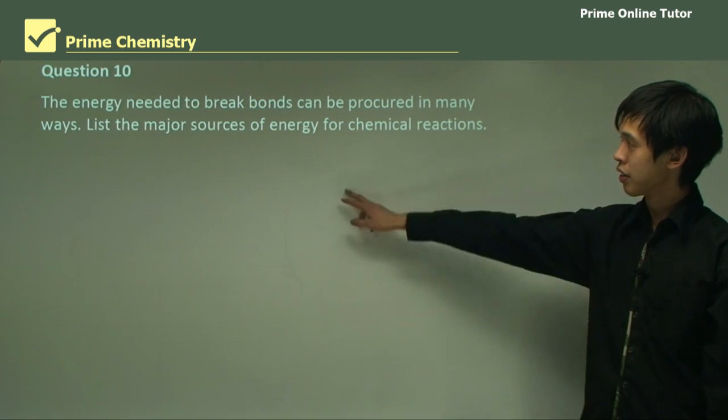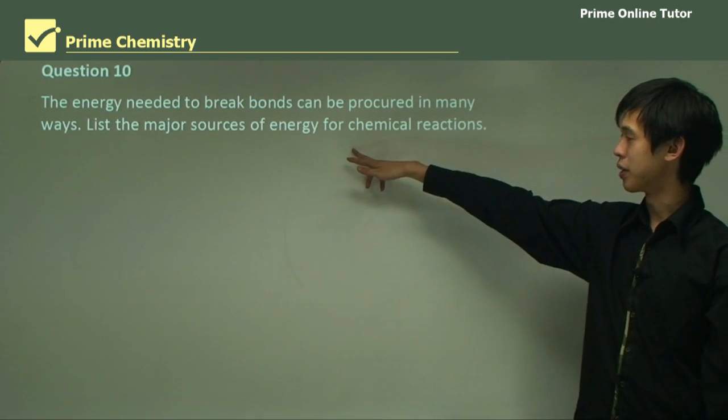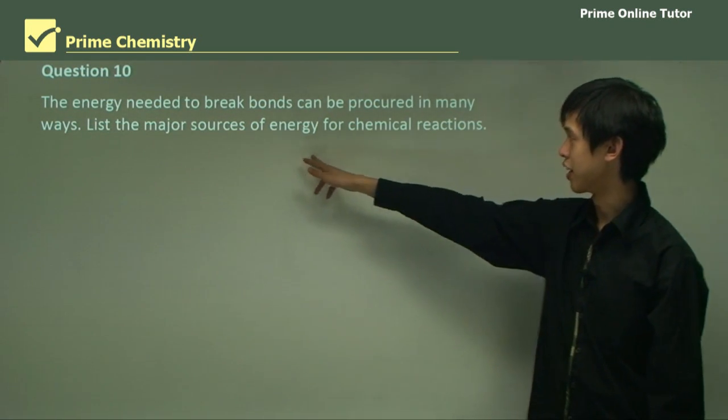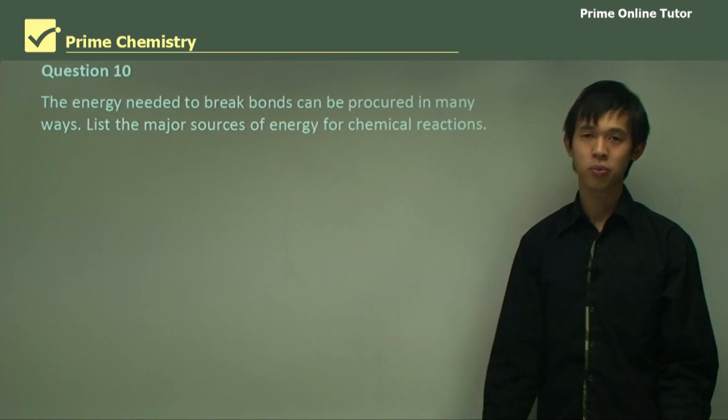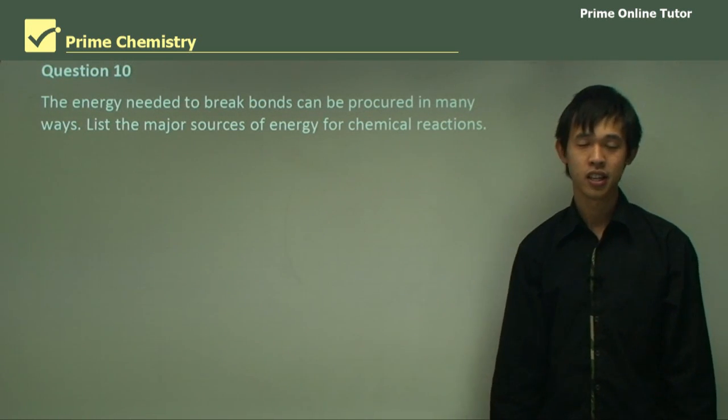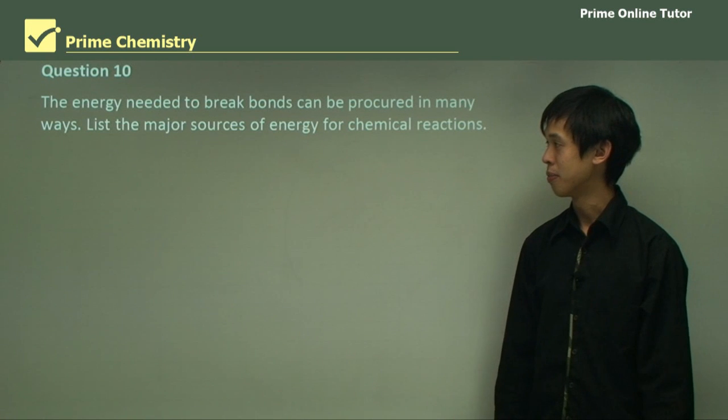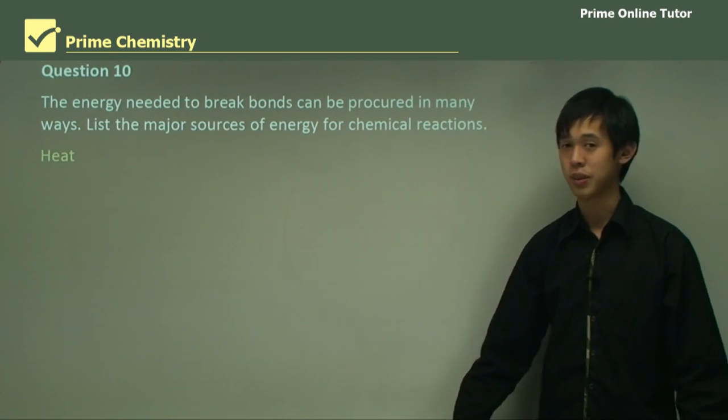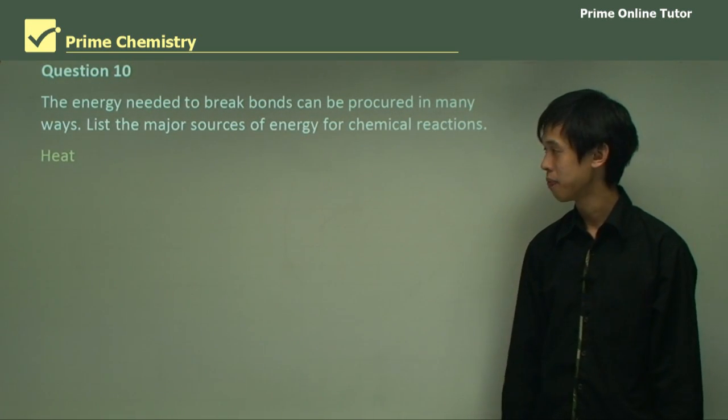Question 10. The energy needed to break bonds can be procured in many ways. List the major sources of energy for chemical reactions. Okay, so what are the ways we can get energy for the chemical reactions? So the first one we've talked about ad nauseam, and that would be heat. Okay, we talked about heat a lot. So that's a general one.